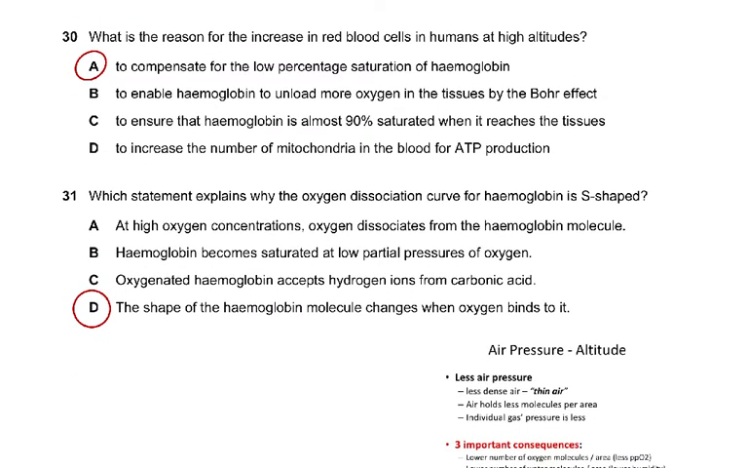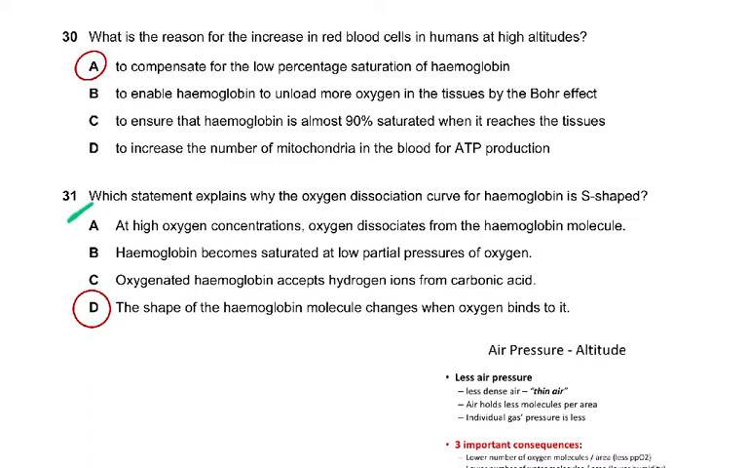What is the reason for the increase in red blood cells in humans at high altitude? To compensate for the low percentage saturation of hemoglobin. Yeah, because partial pressure of oxygen is low, and that of course results in less diffusion, less saturation, less oxyhemoglobin formed. So that is why people who live at heights will have a larger number of red blood cells. Then we go on to question number 31.